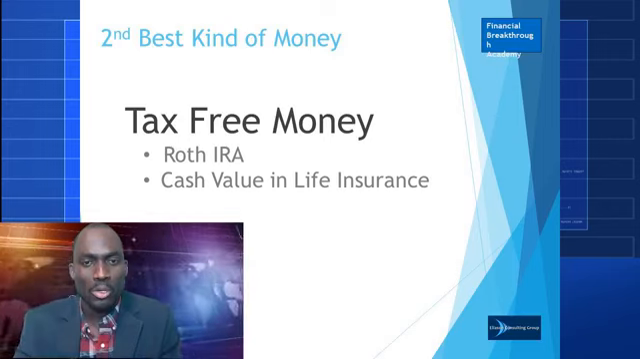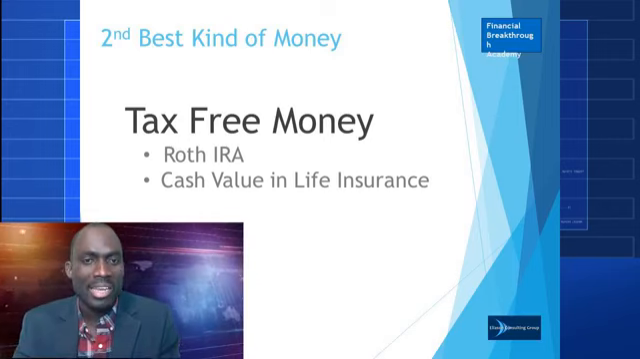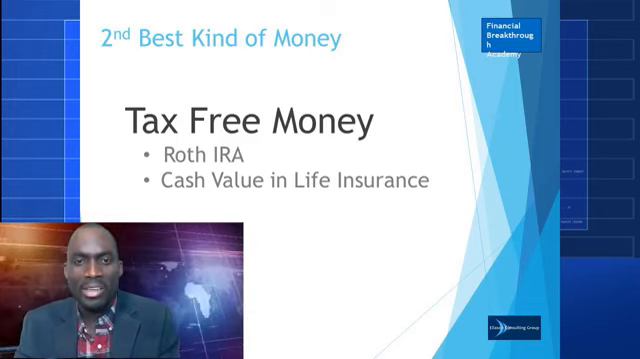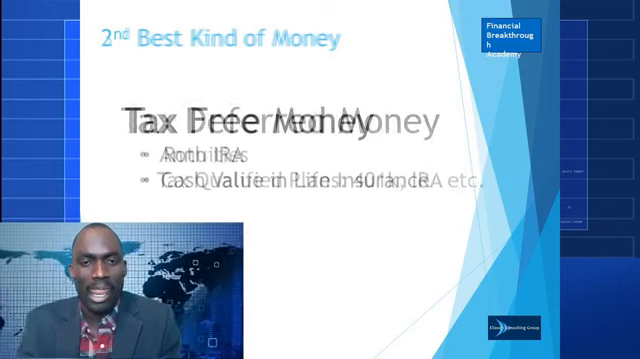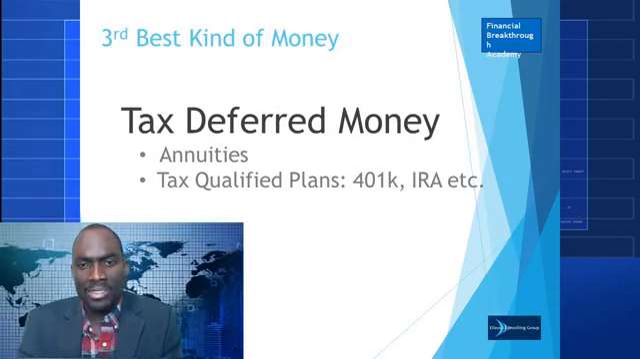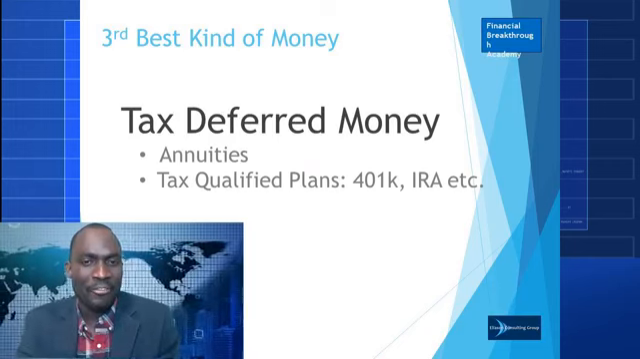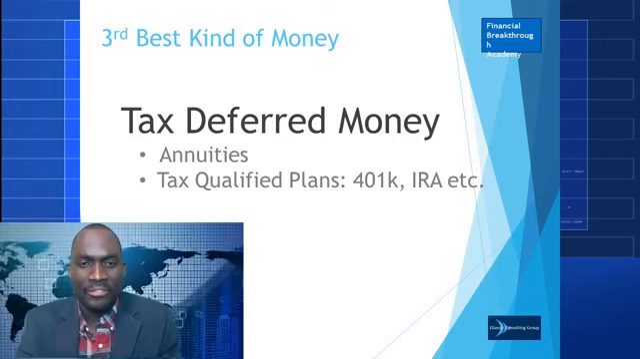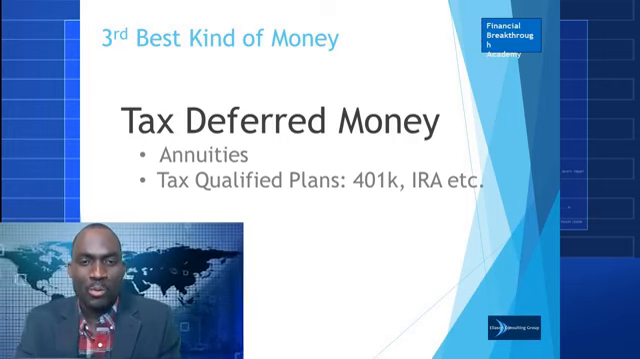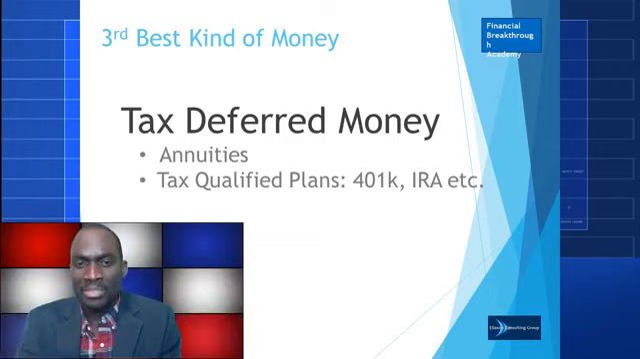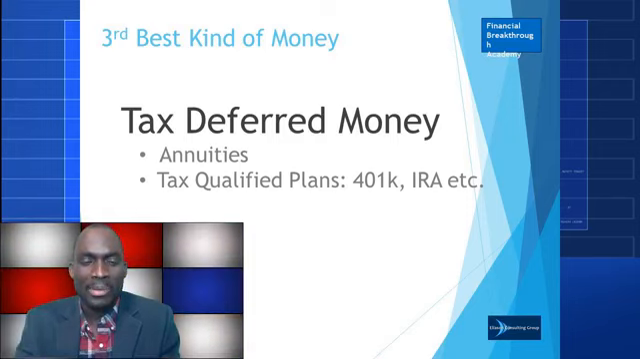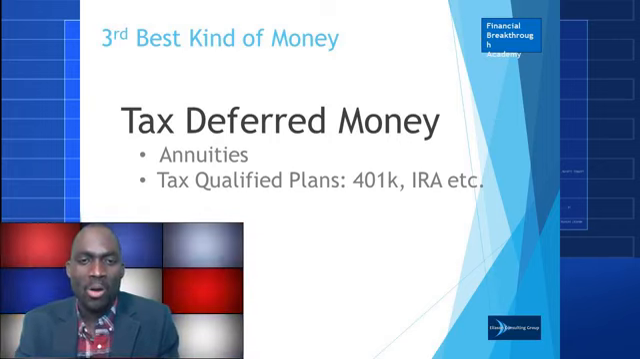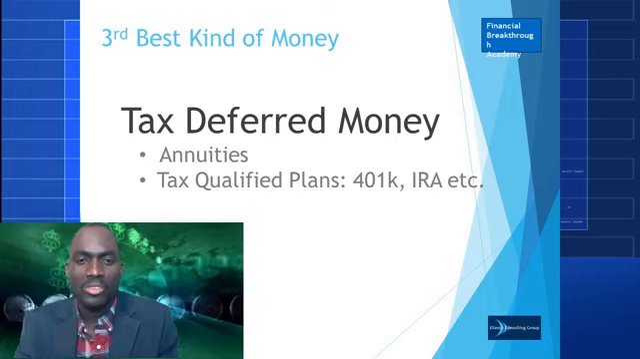So tax-free money is your second best kind of money that you can have. Tax-free money, either in a Roth IRA or cash value in a life insurance policy. The third best kind of money is what we call tax-deferred money. Now, the emphasis is on the word deferred. You are not being exempted from the taxes. All that is happening is the tax responsibility is being deferred or postponed to a later date.